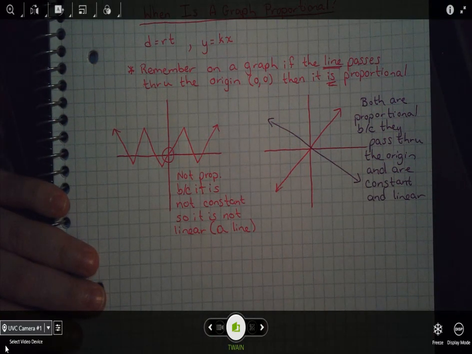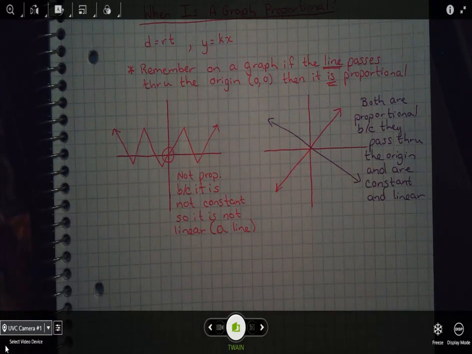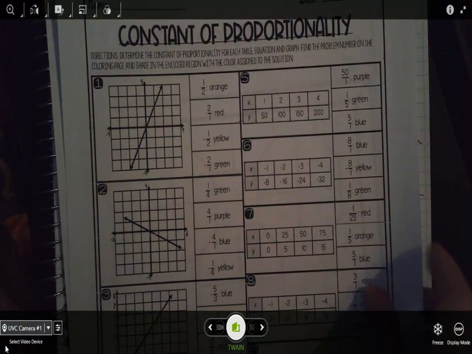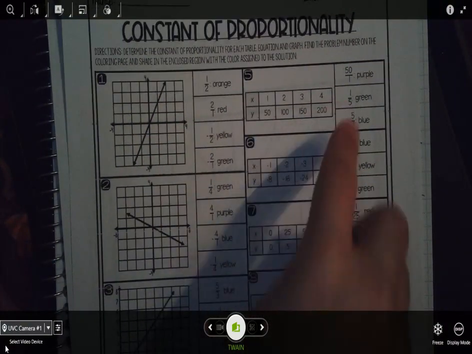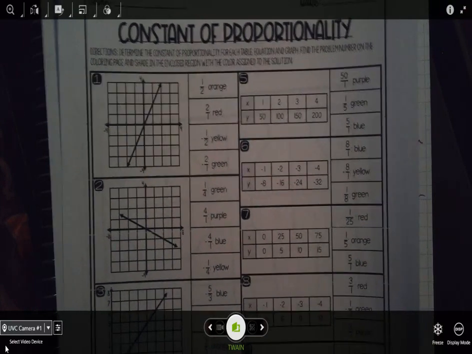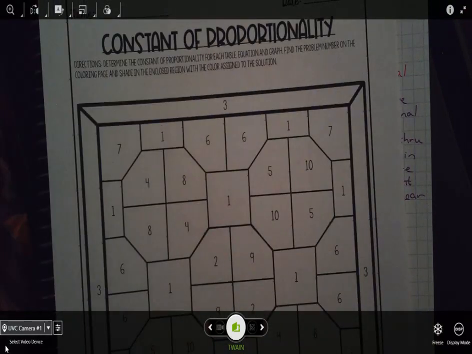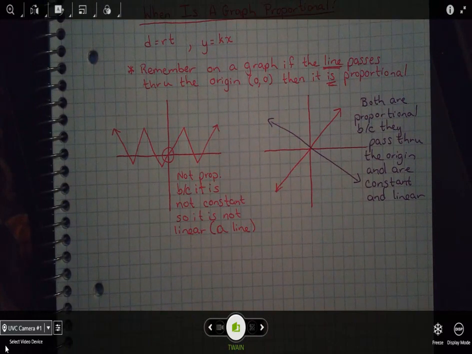So now, I show you, let's see here. I got a couple little papers I want to show you. We're going to do some review tomorrow on constant of proportionality. It's a little coloring activity. You have to figure out what the constant is, and then you get to color based on what you found. So we're going to work on that some tomorrow, just as a review.